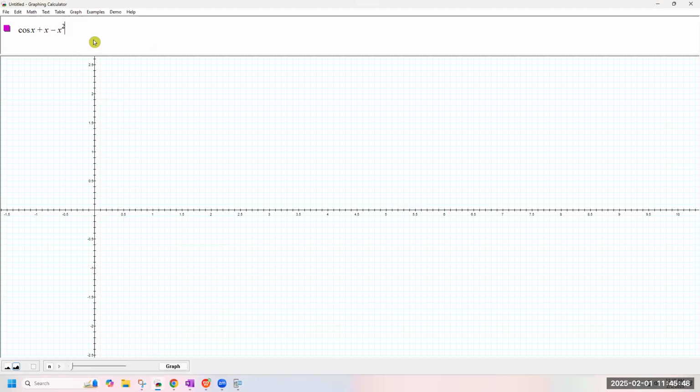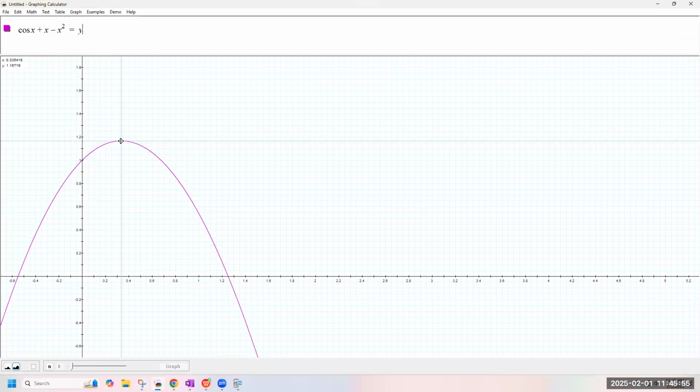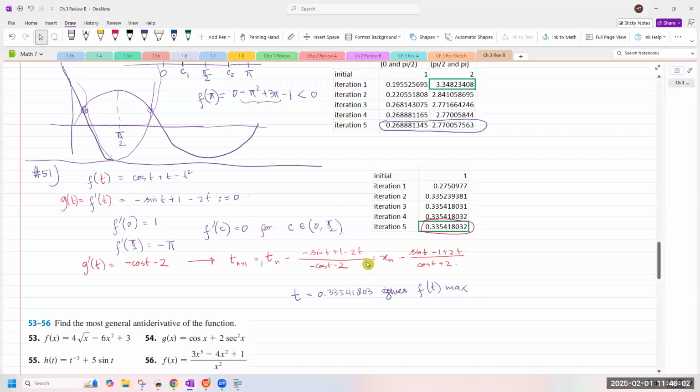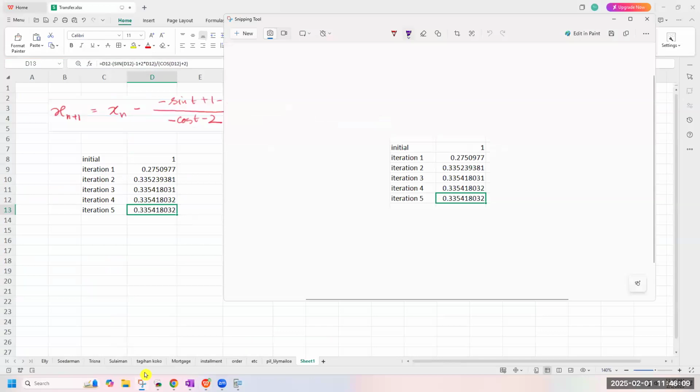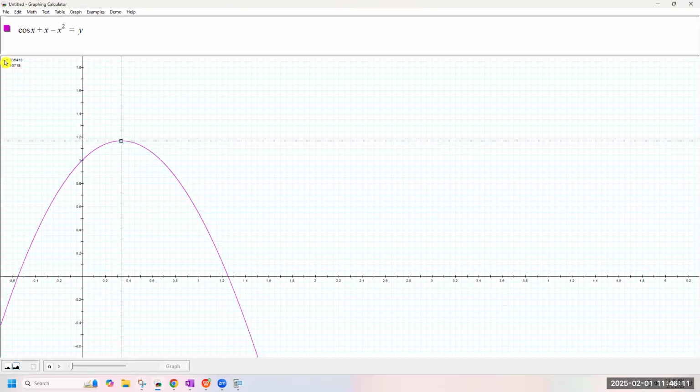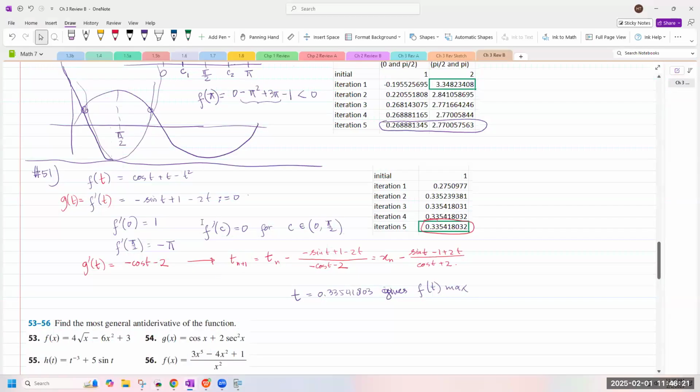Call this y. You see we have a local maximum, right? It is maximum here, approximately. What number do we get? We get a different number though, 0.33 something. Where is that? Oh yeah, my x is 0.33 something. I wonder if you can see that. Okay. Well, anyway, that's for the Newton method.